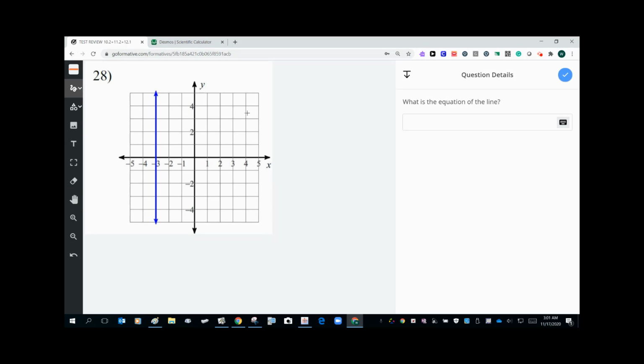And let's select 2 good points. So let's say I choose this one and this one. So my slope here, my rise would be 1, but my run will be 0. 1 over 0 is undefined, so we write no slope.